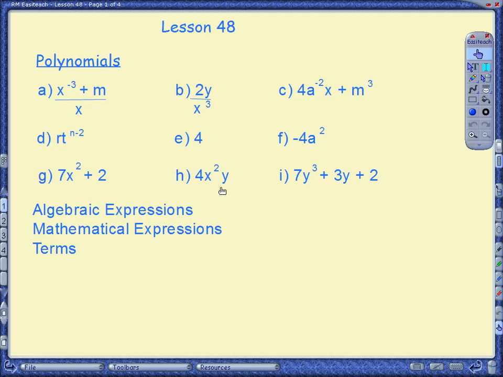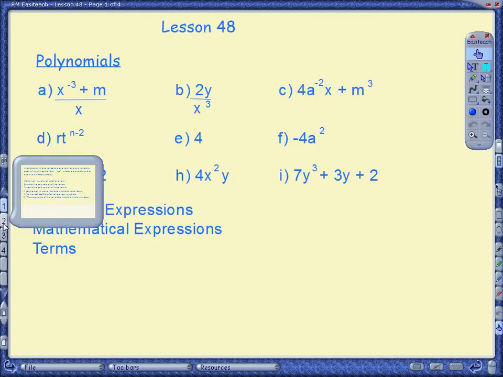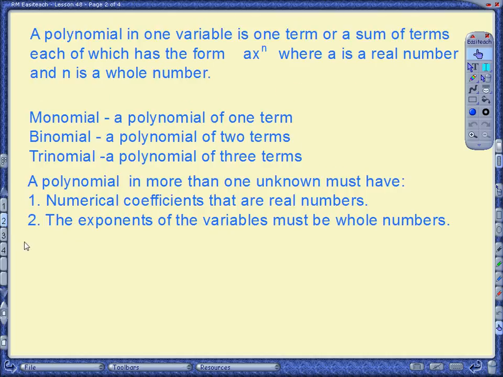This is also a polynomial. This is a polynomial of three terms: 1, 2, 3. Remember, polynomial terms are separated by plus and minus signs. A polynomial in one variable is one term or a sum of terms, each of which has the form ax to the n power, where a is a real number and n is a whole number.